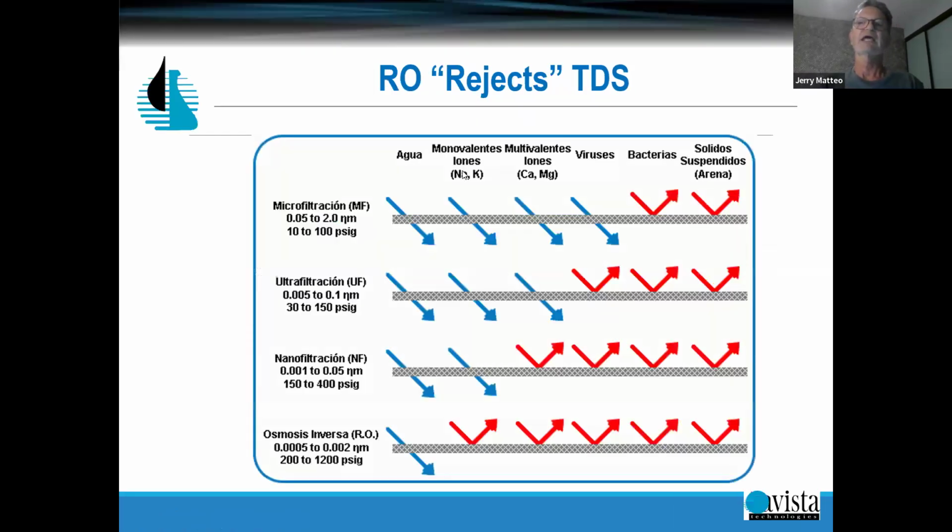This is in Spanish, but it's pretty easy to follow. Way down here at the bottom, this shows different types of membrane technologies, from micro to ultra to nano to RO. We're not going to get into these too much. I do mention ultra because you hear a lot about that even in the Caribbean, because it's a good pre-treatment for RO. And here to the right, the blue arrows show what goes through my membrane, and the red shows what doesn't go through.